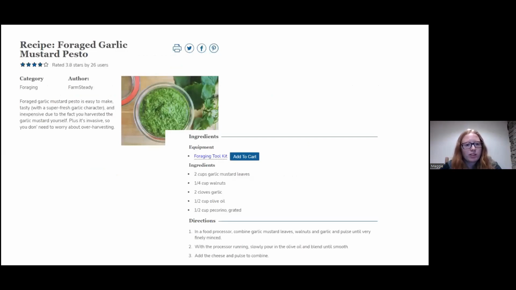And I threw in this slide here because this is a recipe for garlic mustard pesto. So garlic mustard, it's edible. You can cook with it. I have actually had garlic mustard pesto before, and it's very good.